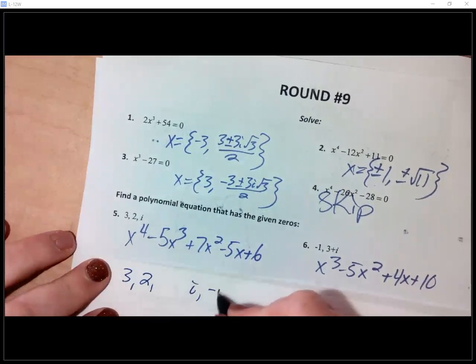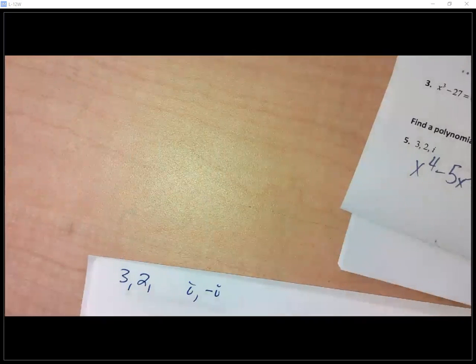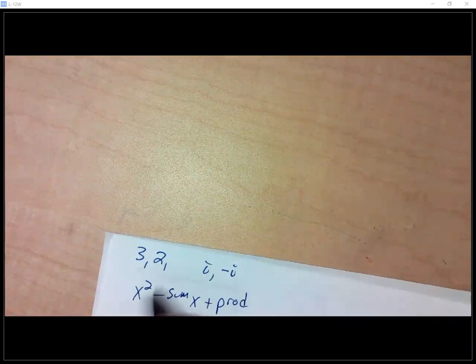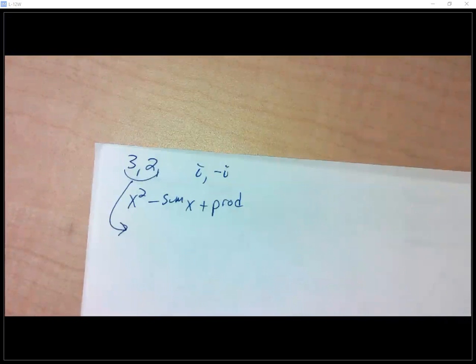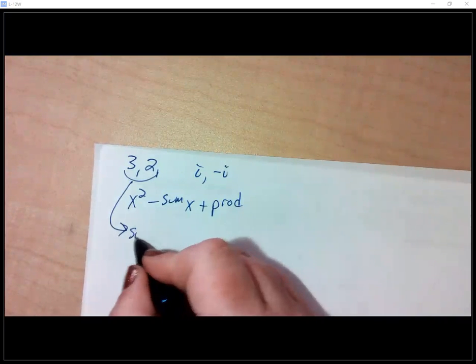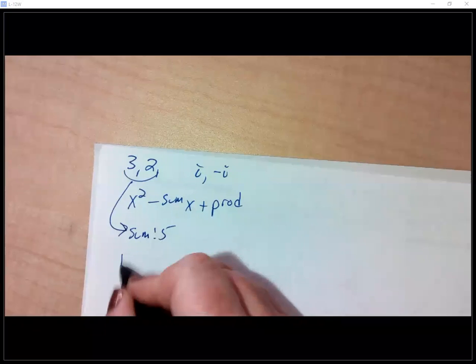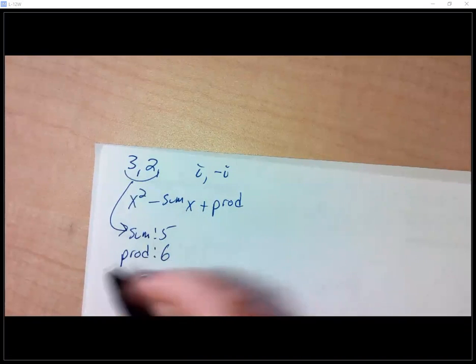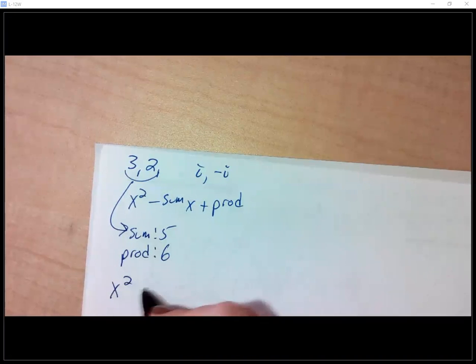So now let's do that sum and product thing to find my answers more quickly. Remember, it's x squared minus the sum plus the product. You can do it with just numbers too. The sum and the product, it's just that much faster. So the sum of 3 and 2 is 5, and their product is 6. So the quadratic that comes from those two is x squared minus 5x plus 6.